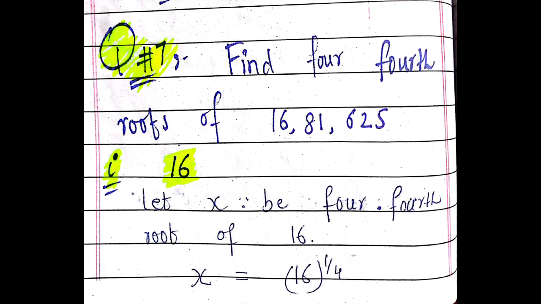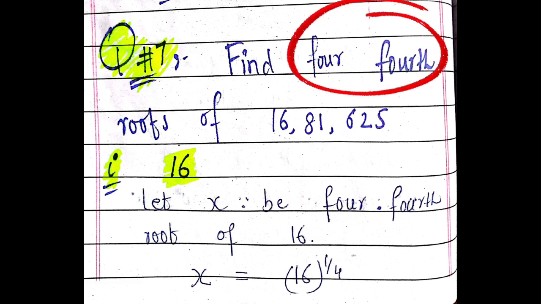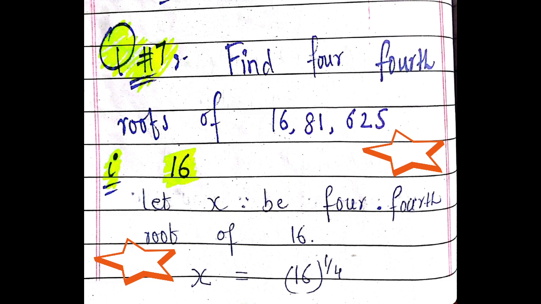Today we will discuss question number 7, exercise 4.4. Basically, in question number 7, we have to find the fourth roots. Let's see. Question number 7: given that, find the fourth roots of 16, 81, and 625. Let's solve the first part.